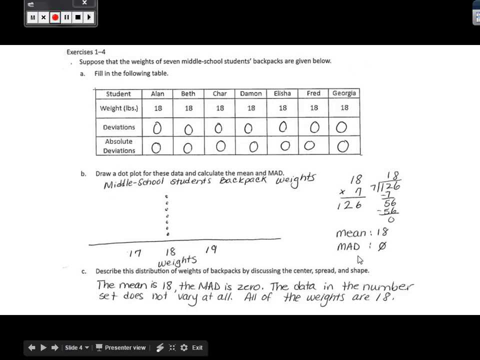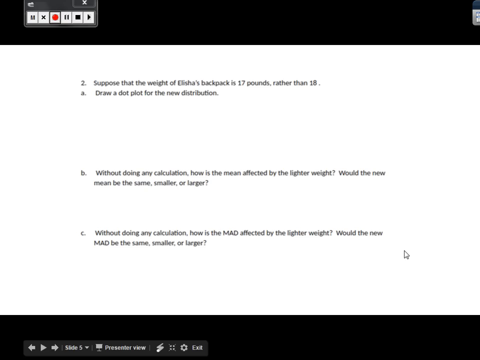Here are some notes that should help you understand your work from number 1. Number 2. Suppose that the weight of Alicia's backpack is 17 pounds rather than 18. A. Draw a dot plot for the new distribution. B. Without doing any calculation, how is the mean affected by the lighter weight? Would the new mean be the same, smaller, or larger? Part C. Without doing any calculation, how is the MAD affected by the lighter weight? Would the new MAD be the same, smaller, or larger?